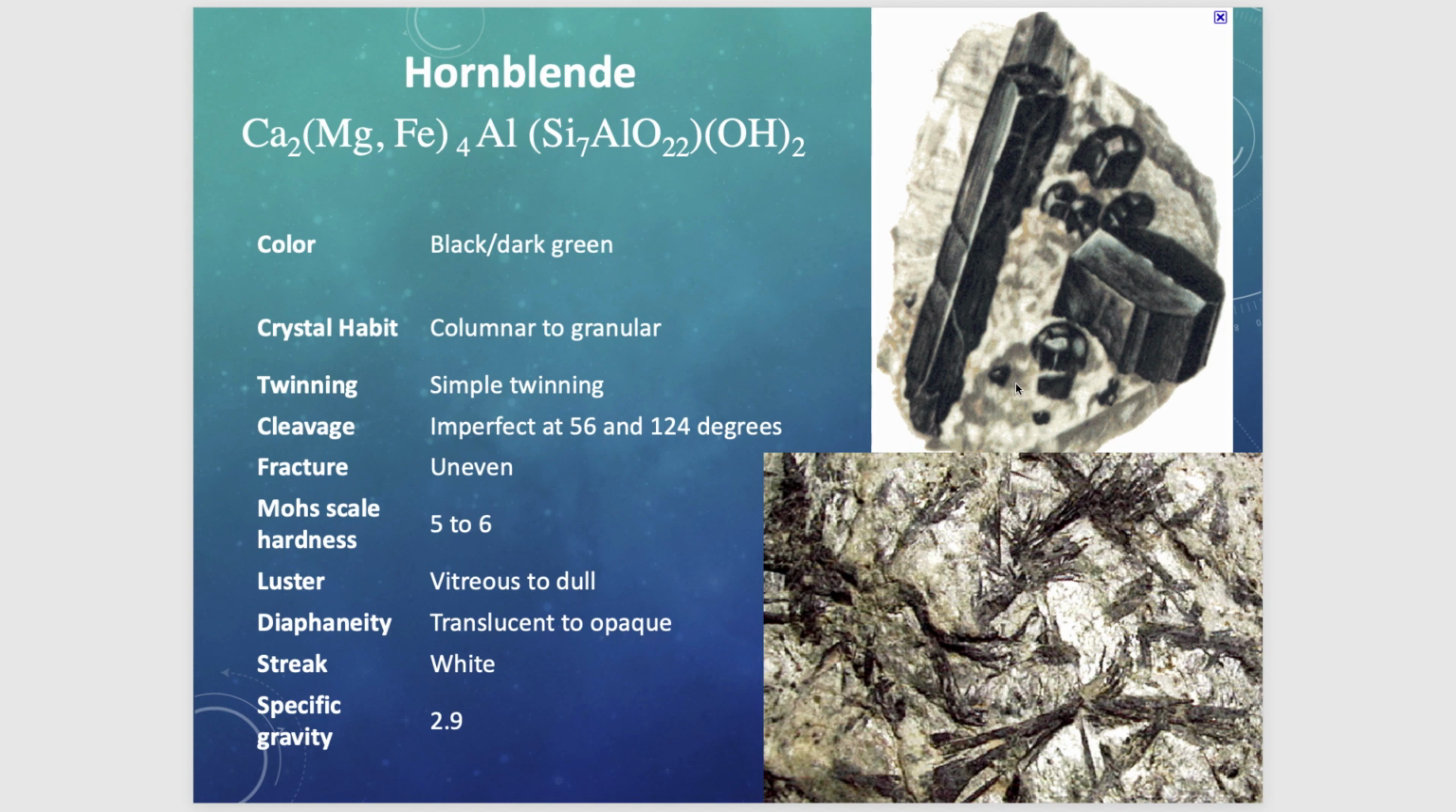Luster is vitreous to dull, translucent to opaque is the diaphaneity, streak is white, and specific gravity is similar to a crystal average, so 2.9. A very abundant mineral in igneous rocks.